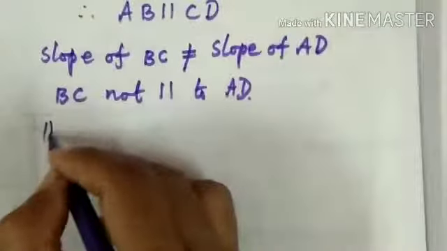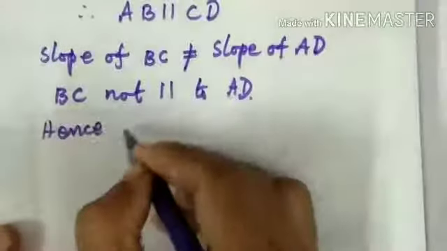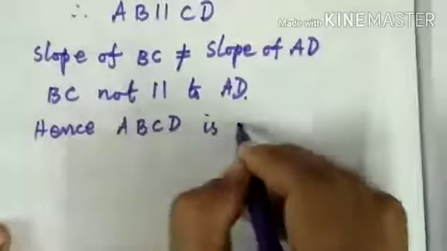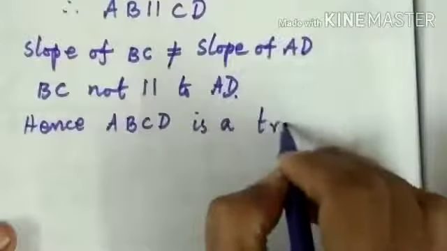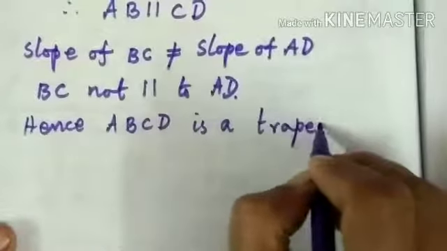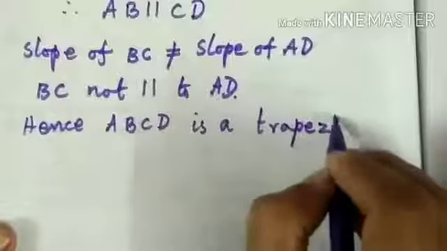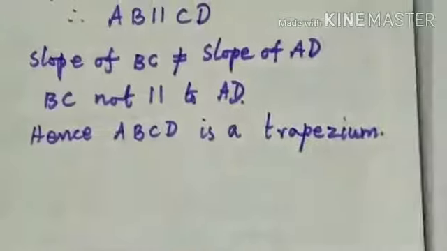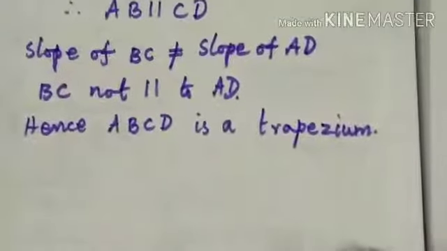Hence, ABCD is a trapezium. ABCD is a trapezium. This is the answer for this sum.